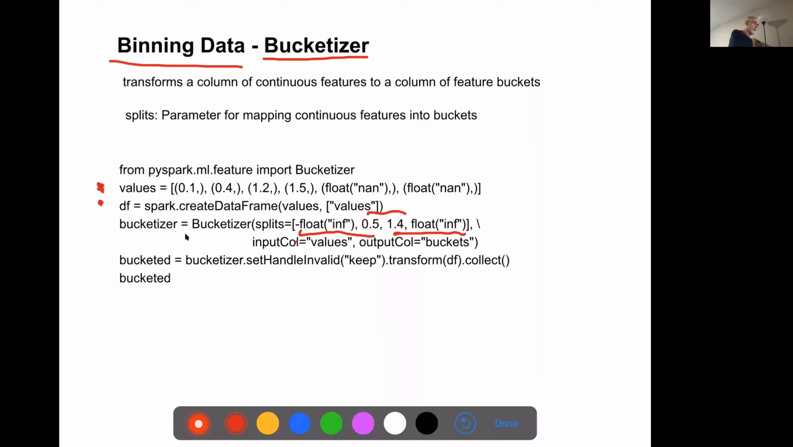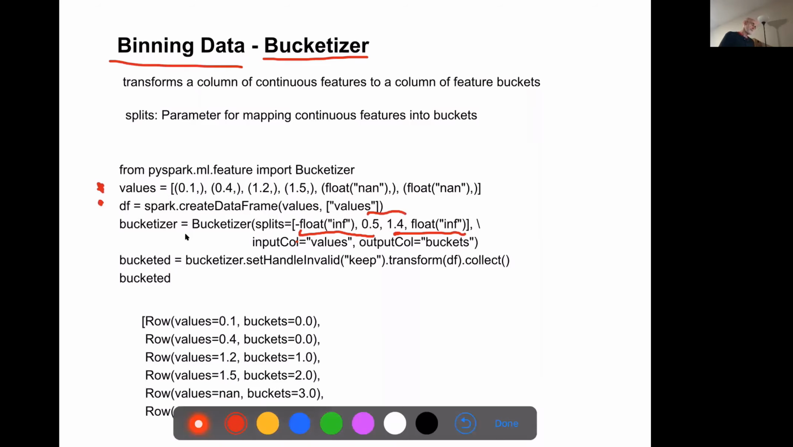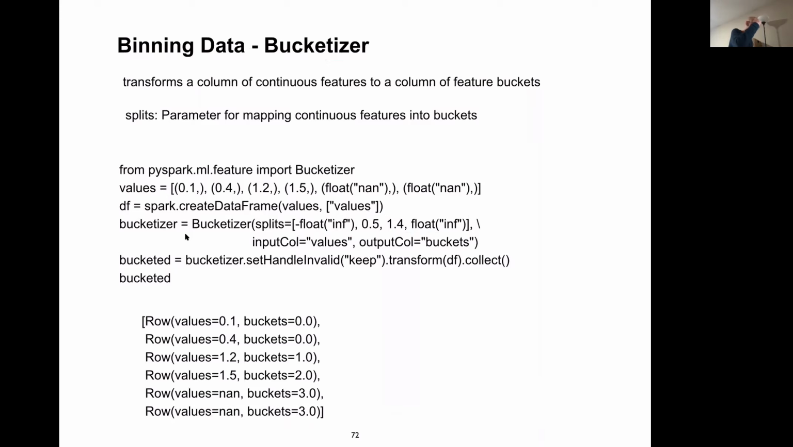And then I can transform the data, and when I've done that, here is which buckets they go in. And you can see that NaN has been put in the last bucket, so it's been treated as infinity.